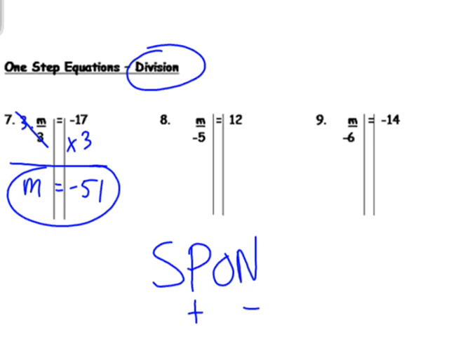So let's just double check that. I'm going to replace m with negative 51. Is negative 51 divided by 3 negative 17? It is, so it checks.